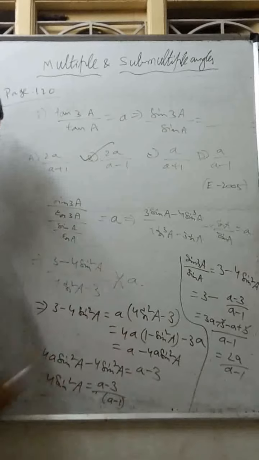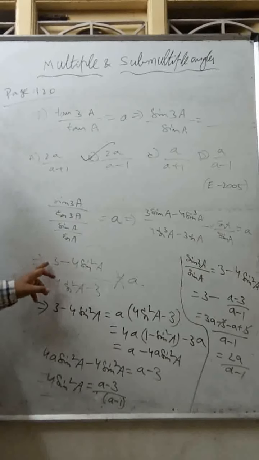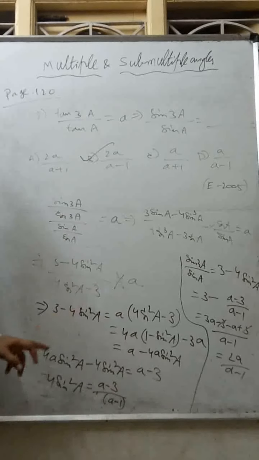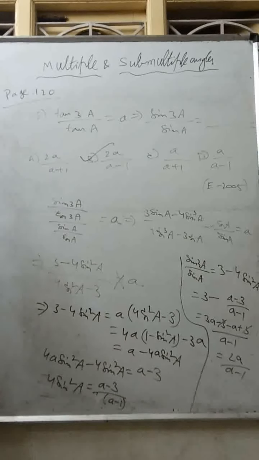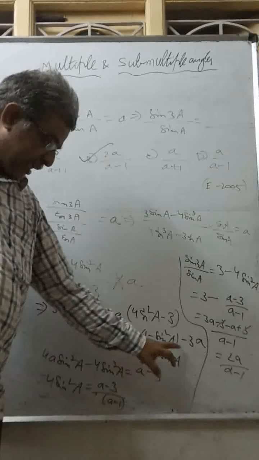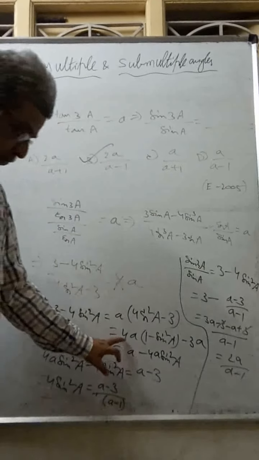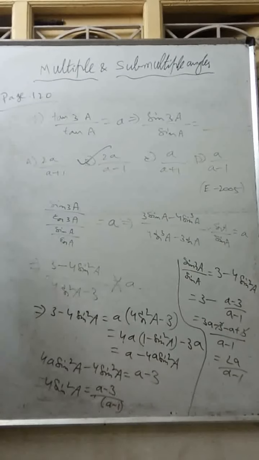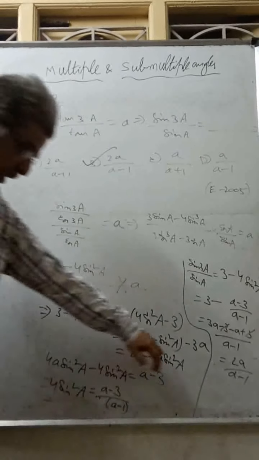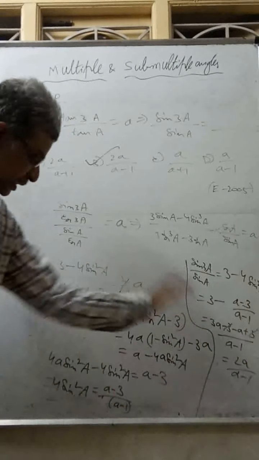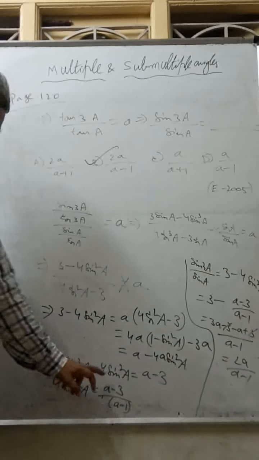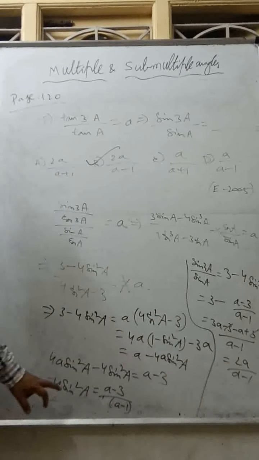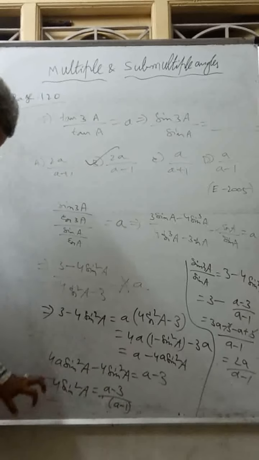Here I am going for cross multiplication. So it becomes 3 minus 4 sin square A equals 4a into cos square A minus 3a. With this cos square A, again I write it as 1 minus sin square A. Becomes 4a minus 3a, which is a, and 4a sin square A as it is. Now this 4a sin square A goes to this side, plus 3 to that side: 4a sin square A minus 4 sin square A equals a minus 3. Now I am taking 4 sin square A common, left out is a minus 1.